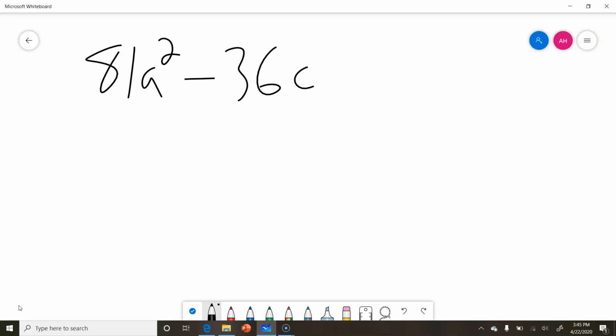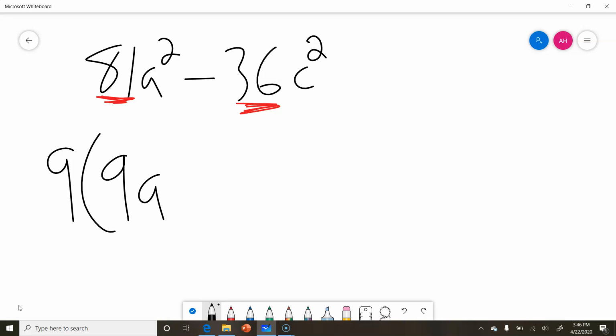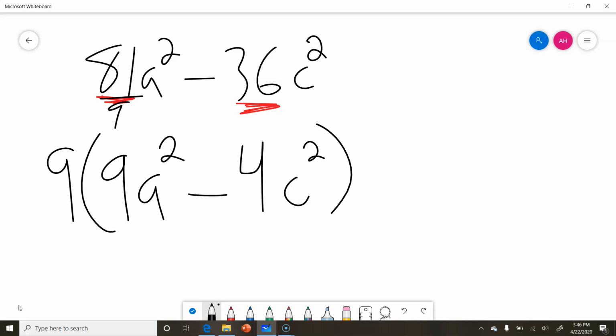So let's do this one right here. 81 a squared minus 36 c squared. Okay, now there's nothing that they have in common, right? Well, they do have something in common, sorry. What we look at first is 81, that's a square, and 36 is a square, but they're not the most reduced as what they could be, because they both have a 9 in them, right? So we pull out the 9 first, and we divide by 9, and I'm left with 9a squared minus 4c squared. Okay, do you see that? 81 divided by 9 is 9. 36 divided by 9 is 4.